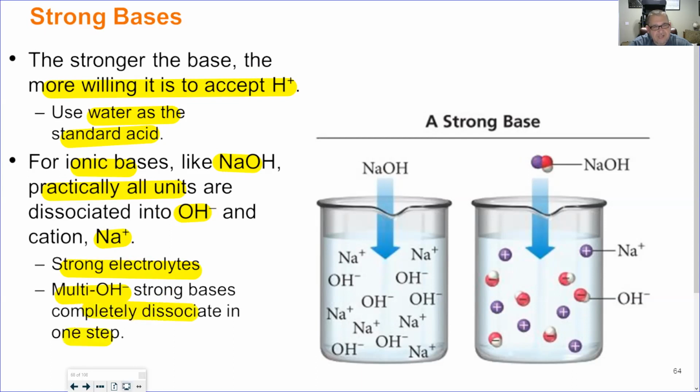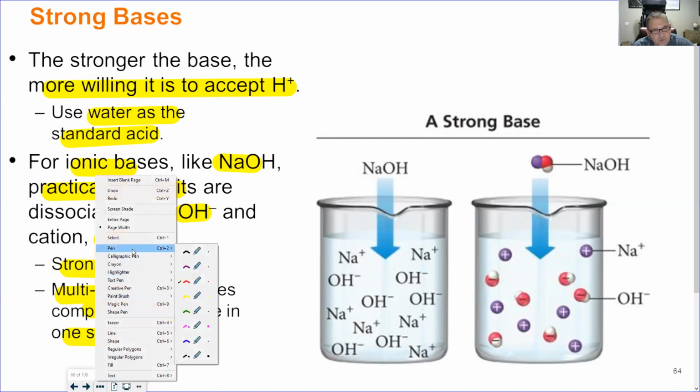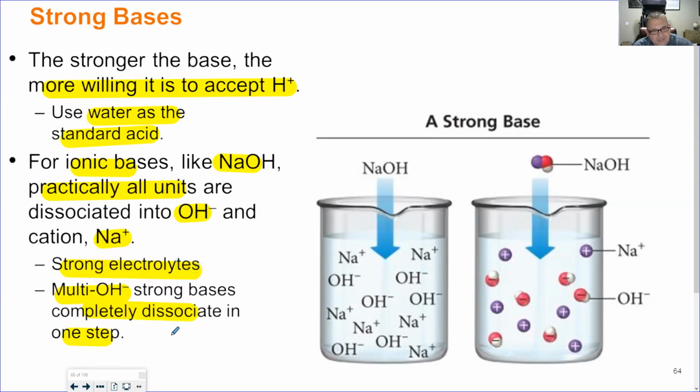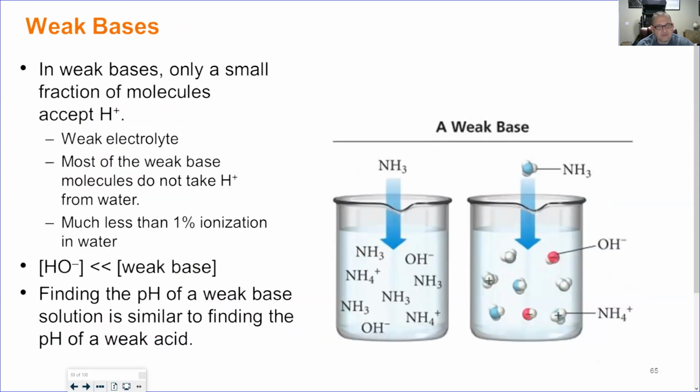So something like calcium hydroxide that has multiple hydroxides on it would still completely fall apart to form the calcium 2+ cation and 2 hydroxide anions. And it's 100%. It's going completely to the right. There's no left arrow to it.